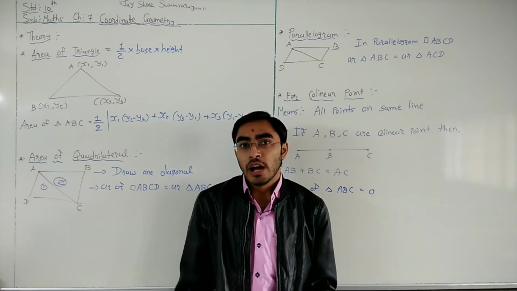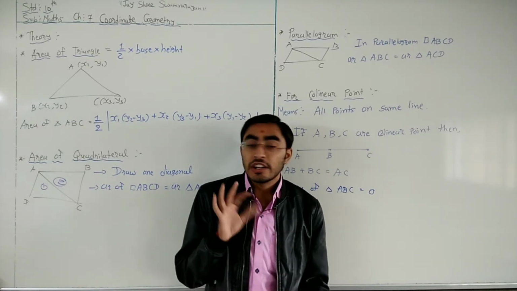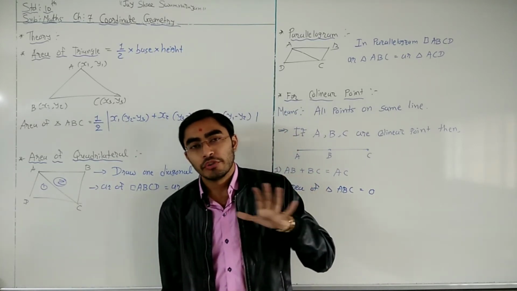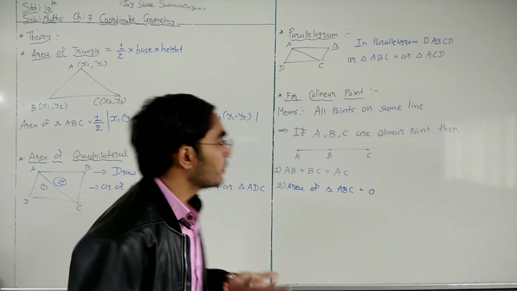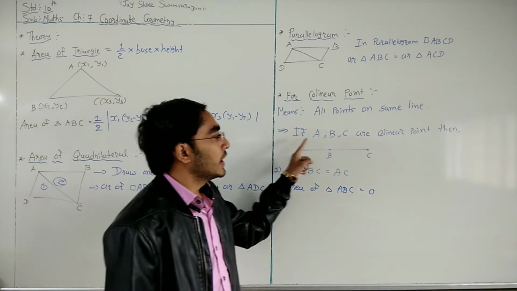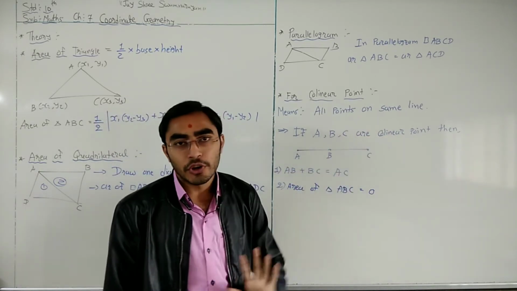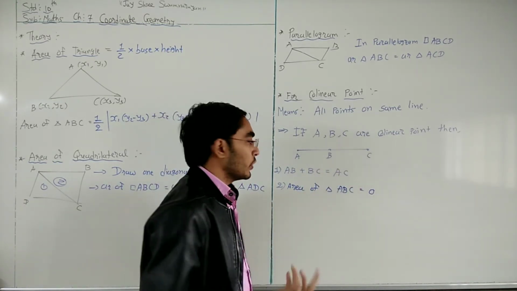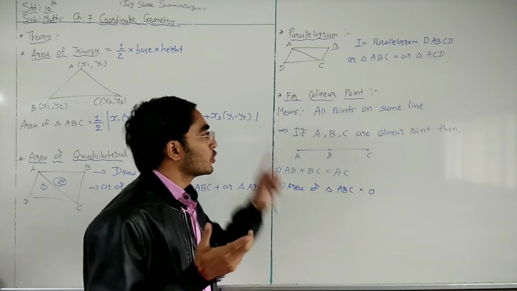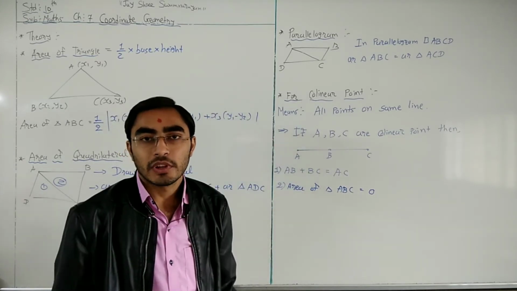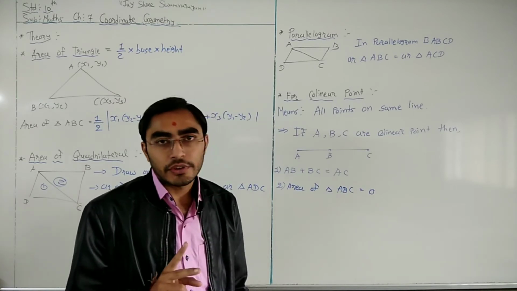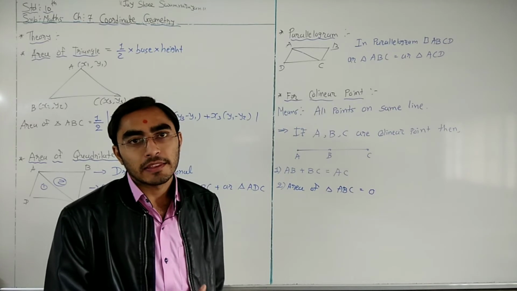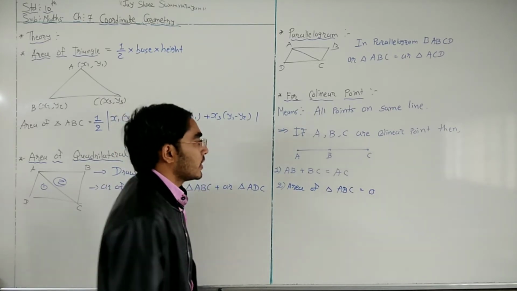Okay, now how to prove that given points are collinear? If you talk for the 3 points, if A, B, C are collinear points, then all 3 points lie on the same line. So here we have 2 ways to prove that these points are collinear. Now what are the ways?